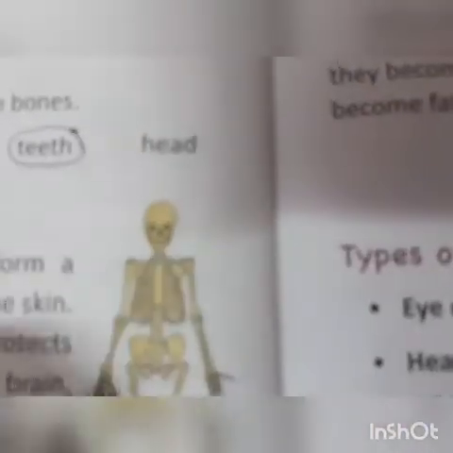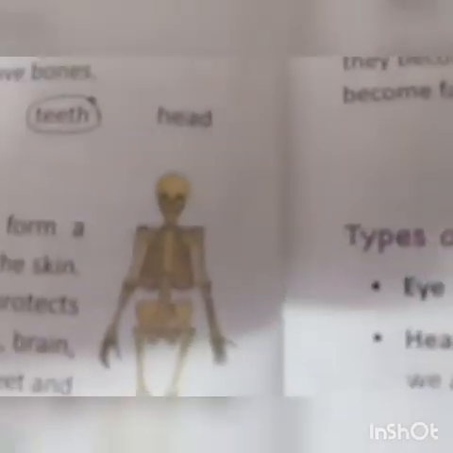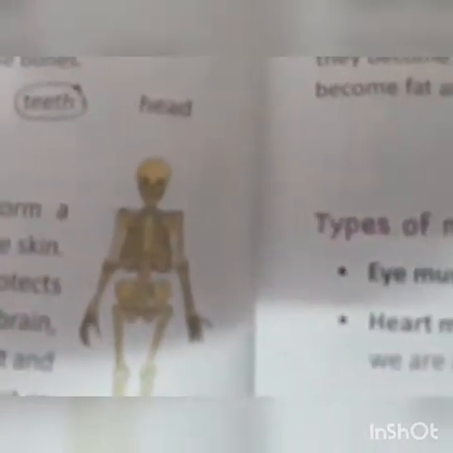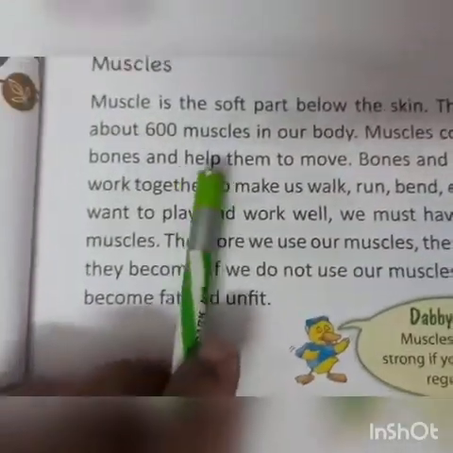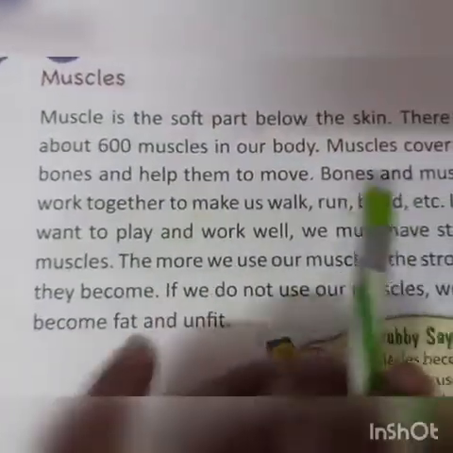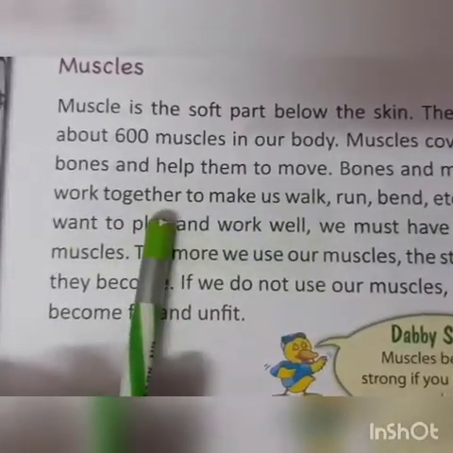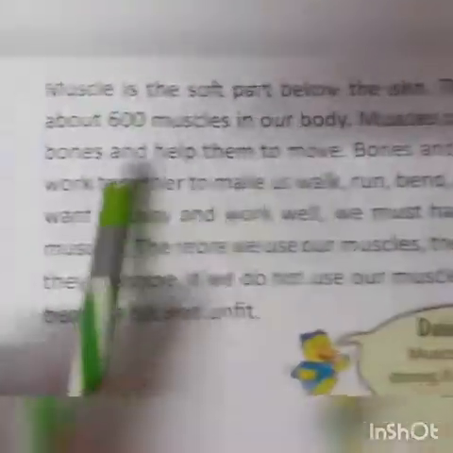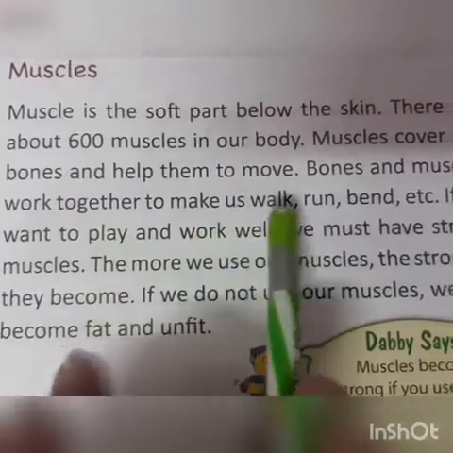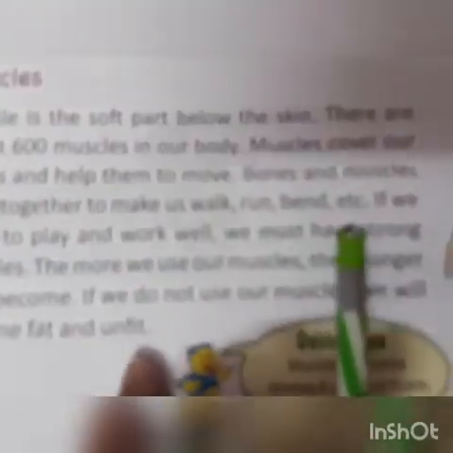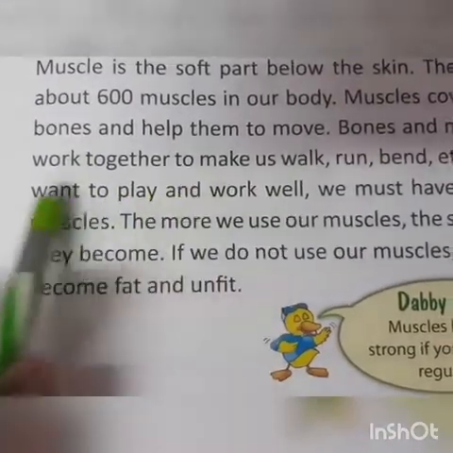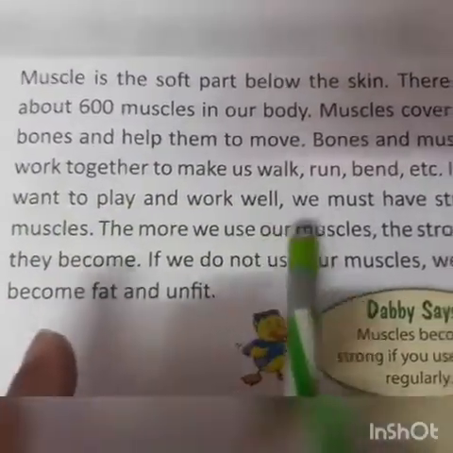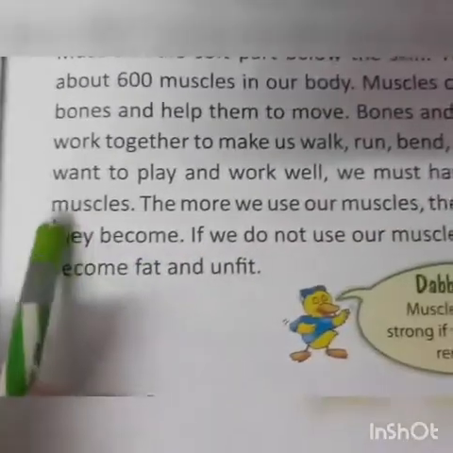The bones that you have seen just now, on top of them are the muscles, and the muscles completely cover the bones so that the bones are also protected. So, the bones are protected by the muscles, and muscles and bones together help us to move. Bones and muscles work together to make us walk, run, bend, etc. If we want to play and work well, we must have strong muscles.